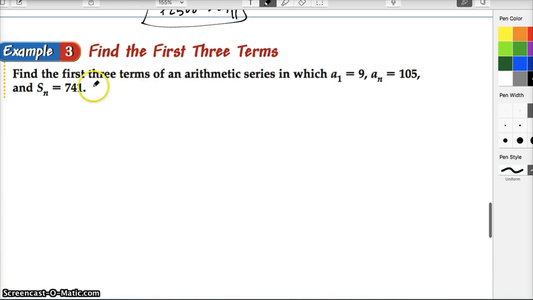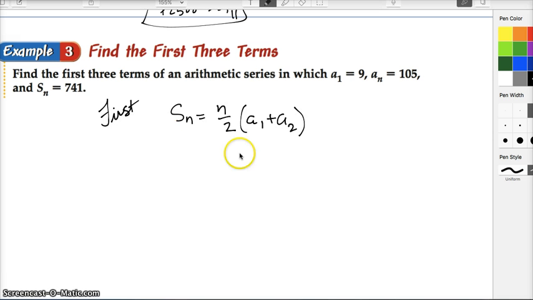So we're looking at this next one. Find the first 3 terms of an arithmetic series in which a sub 1 is 9, a sub n is 105, and the total sum is 741. Let's set up our equation. So first, let's use the simpler of the 2 summation equations in order to figure out what the n value is. So if S sub n is equal to 741, let's put that there. Not sure what n is, but we'll find out soon.